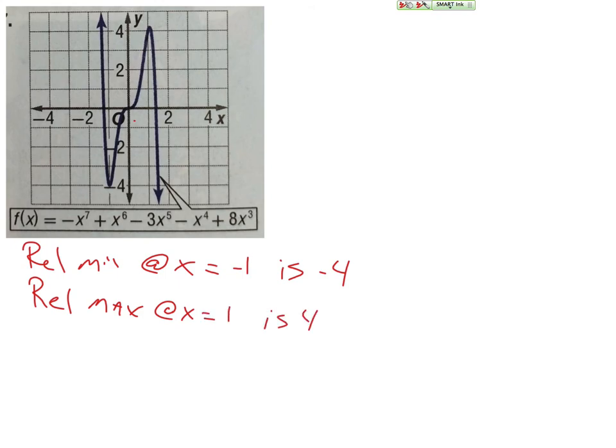Natasha, what's my other relative extrema? Okay, why is it a relative max? Excellent, because f of x changes from increasing to decreasing. Very good. Rachel, do I have any absolute extrema? Why not? Okay, because I have no bottom to this graph and there is no top. If there's no top or bottom, there can be no absolute extrema. Very good.